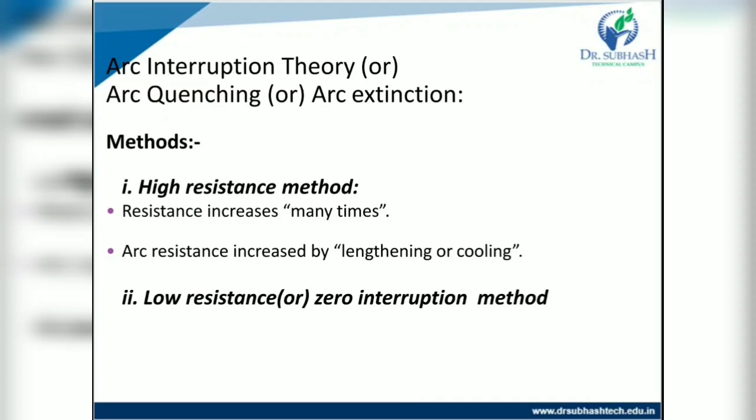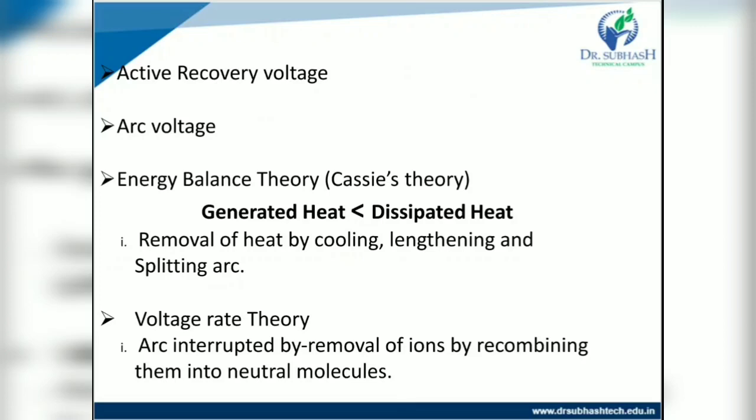Before we start this topic, first we understand what is arc voltage, restriking voltage and recovery voltage. The recovery voltage is the normal frequency 50 Hz RMS voltage that appears across the contacts of the circuit breaker after final arc extinction. It is approximately equal to the system voltage.